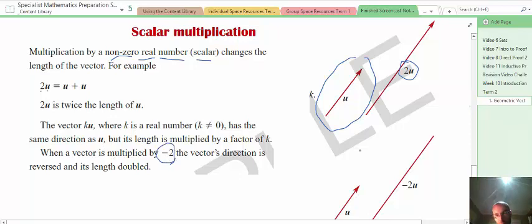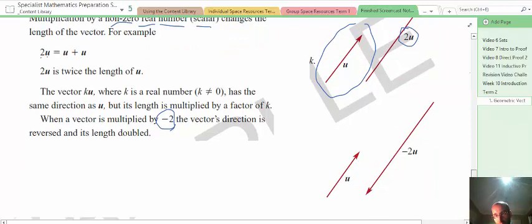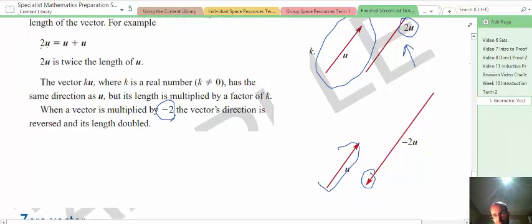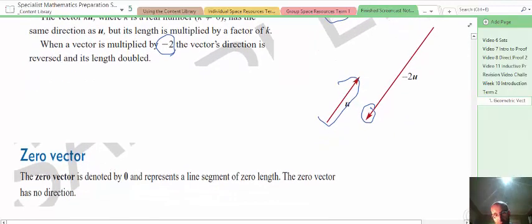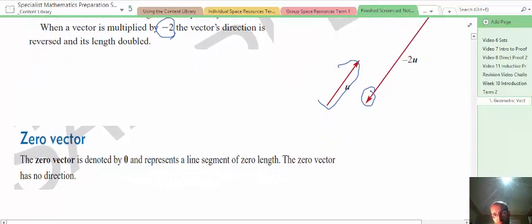When we multiply by negative 2, or any negative value, the negative 2 reverses the direction of the geometric vector. So again, if we start with that same u, it's like the answer above, except we've put the arrowhead on the other end. It's got the opposite direction. The length of the arrow is the same, so the magnitude is the same, but it's heading in the opposite direction.